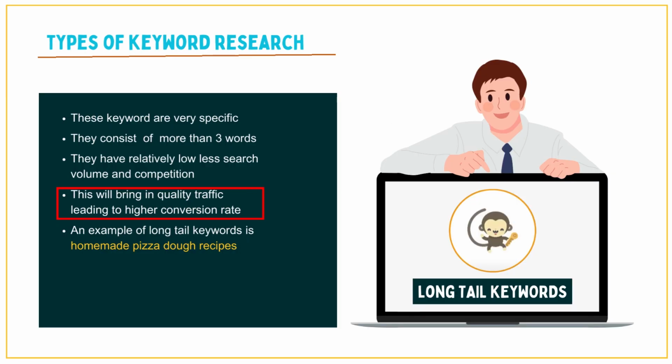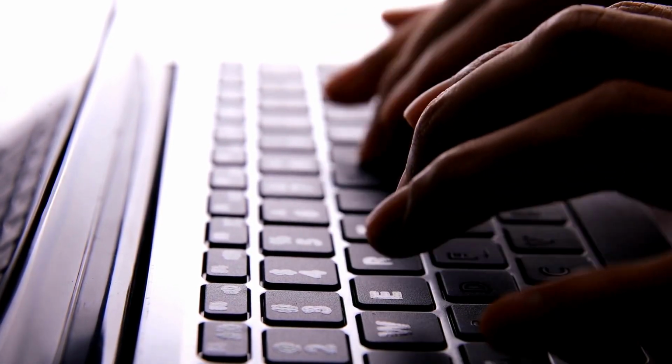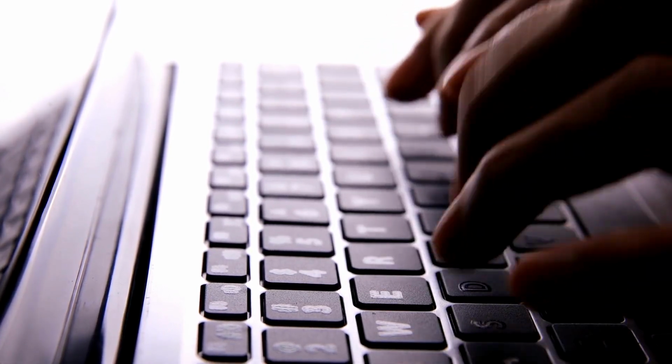The chance of this traffic engaging with your content or converting according to your desired actions is generally higher given the relevance of the long-tail keyword to their search intent. An example of a long-tail keyword would be homemade pizza dough recipes. This keyword contains more than 3 words and is highly specific, focusing specifically on recipes for homemade pizza dough rather than general pizza recipes. Long-tail keywords are particularly useful for creating targeted pages, such as blog posts. If you are writing a blog post that specifically covers pizza recipes with homemade dough, using this long-tail keyword would be more appropriate and effective compared to using a generic keyword like pizza recipe.